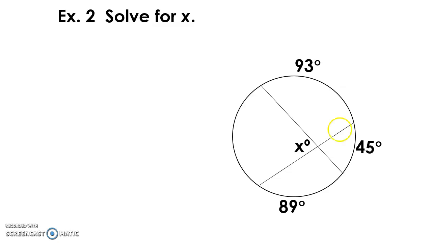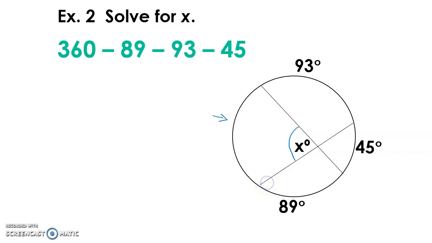This one I'm thinking, okay, they want me to find this angle. I need this arc here plus this arc. Those two arcs are the ones I would add together and divide by 2, so I need this one. Well, remember, all circles have 360 degrees. So if I take 360 degrees and I subtract the 93, the 45, and the 89, it's going to tell me how much this arc is. So I take those out, and I find out that's 133 degrees for that arc.